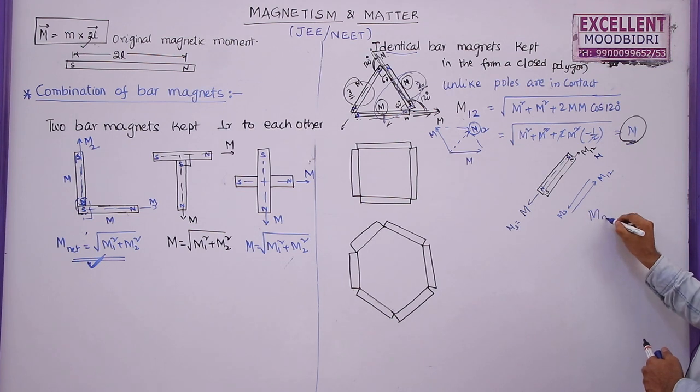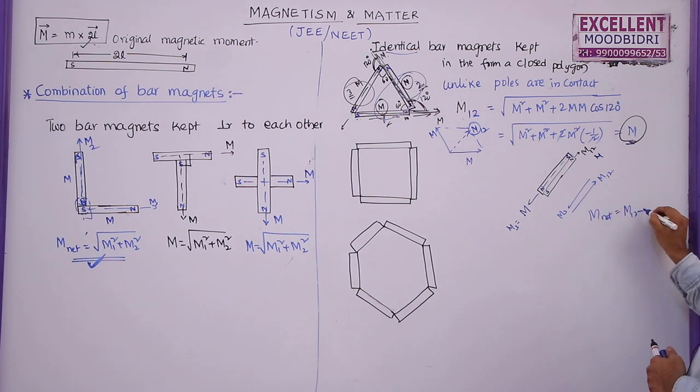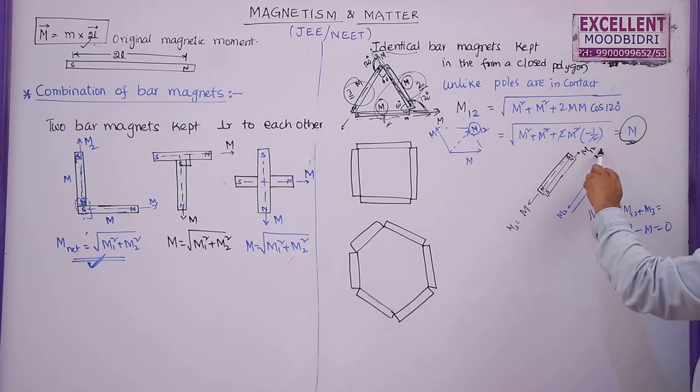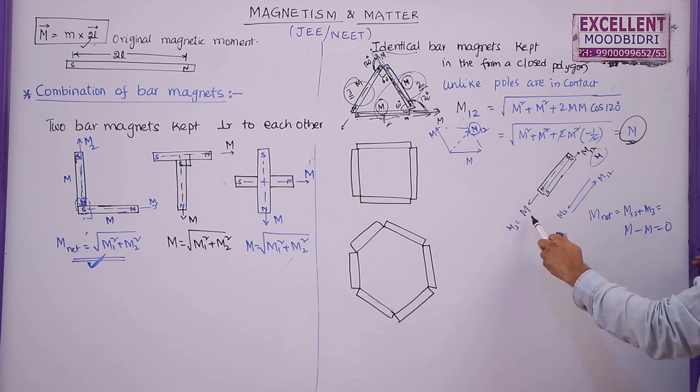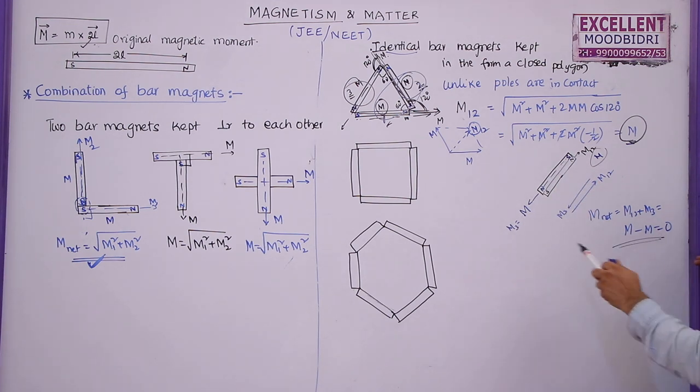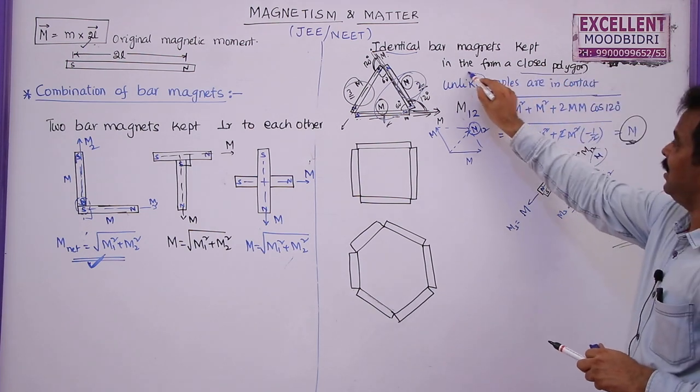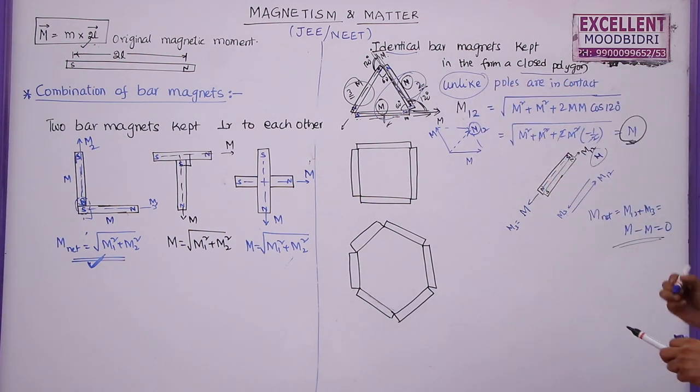So M net is given by M12 plus M3. This is M, this is minus M. Why? Because in one direction this is positive, in the opposite direction it should be negative. So the net magnetic moment due to this closed polygon with unlike poles together will be 0.